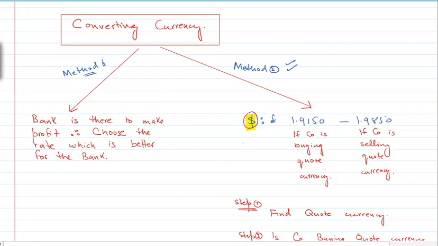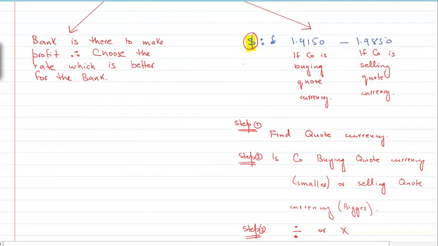Now, one way of looking at it is to consider simply which rate is better for the bank, because the bank is there to make the profit. The other way, which is even easier, is to follow 3 steps. In the spot rate, we can see that the quote currency is dollars and the base currency is pound. In the first step, we have to identify the quote currency, and we can see here that the quote currency is dollars.